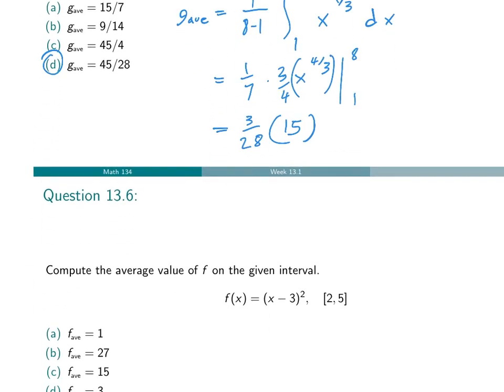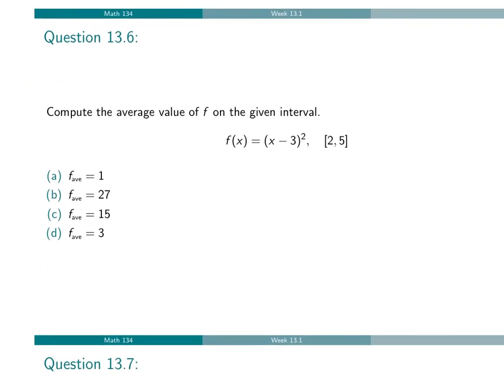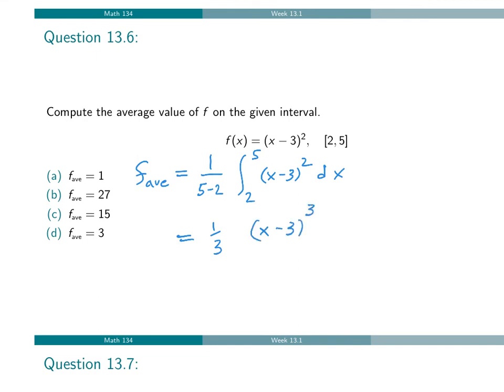All right, let's take a peek at the next problem. So this time we want to find f_av. So f_av is equal to 1 over, because it's from 2 to 5, we would take 5 minus 2, the integral from 2 to 5 of x minus 3 all squared dx. So here I have 1/3, and then x minus 3 raised to the 1 higher power of 3 divided by 3 is my antiderivative, and I want to evaluate that from 2 to 5.